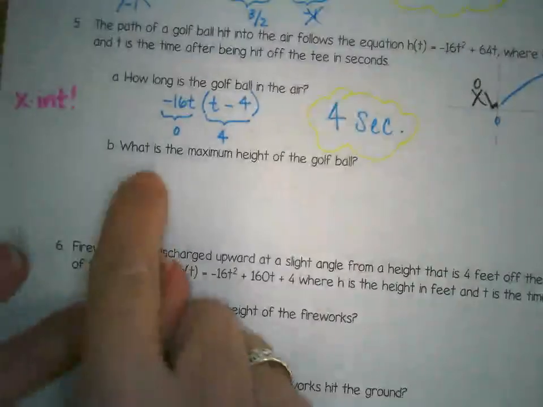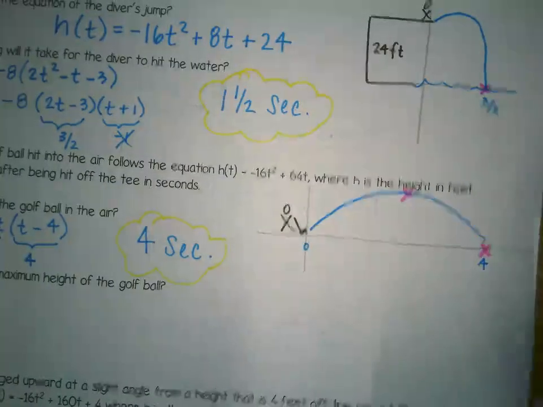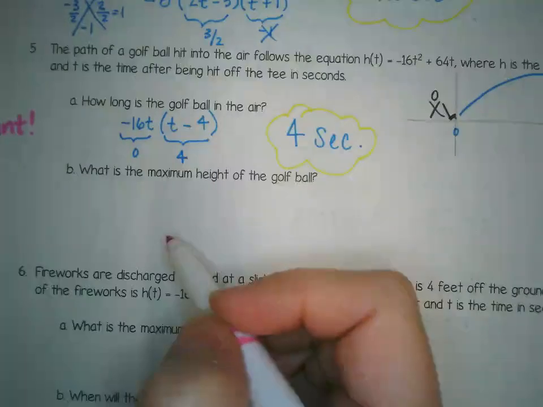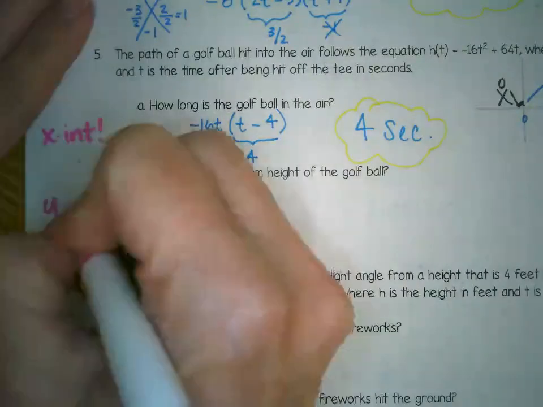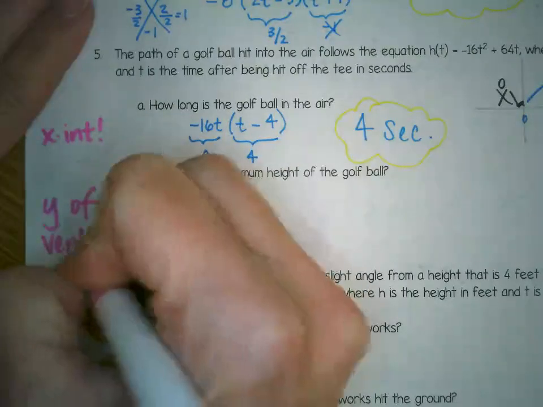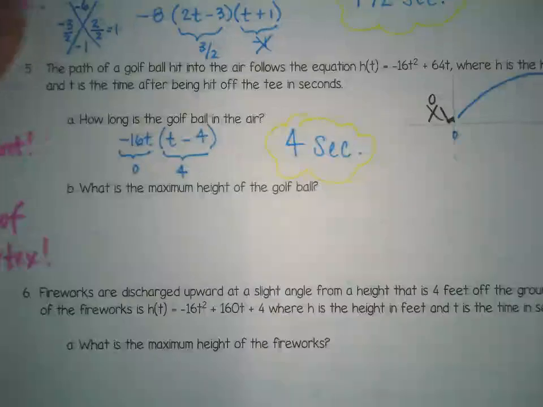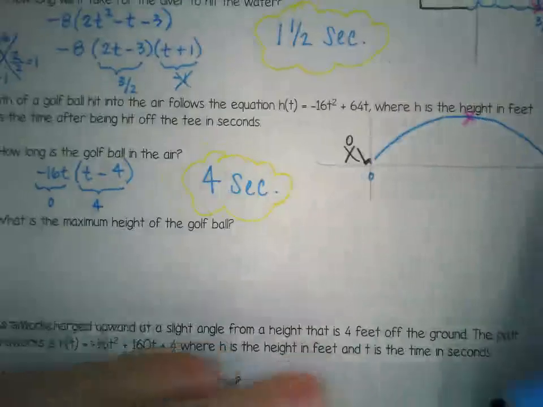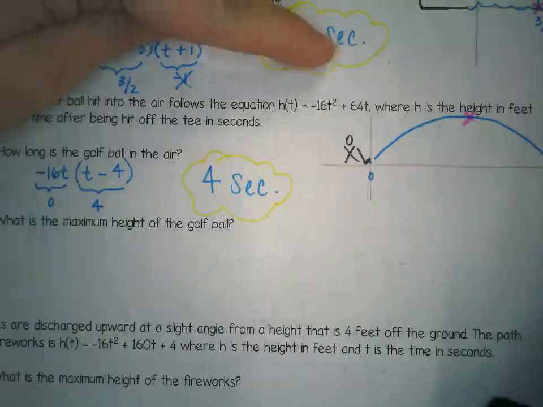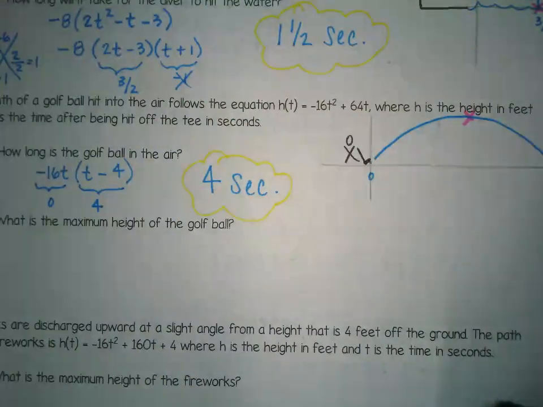All right. What is the maximum height of the golf ball? Anytime I see minimum or maximum, I know that I am looking for the vertex. And specifically for this problem, since I want the height, I am looking for the y of the vertex. All right, so let's see. We could do this 2 different ways, honestly. So one thing is I could do -b over 2a. That gives me that, and I can fill it in, which is probably the easiest and best way.